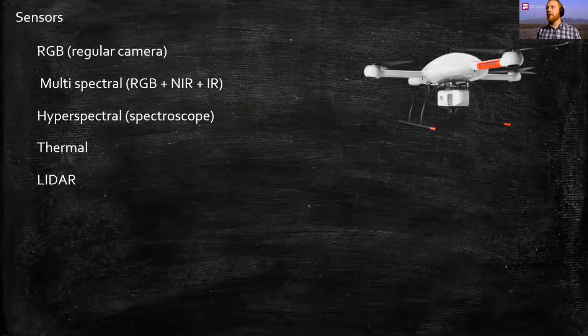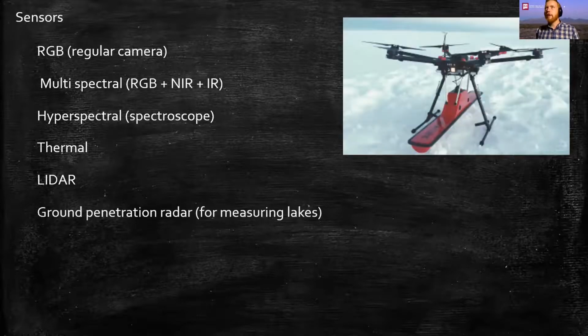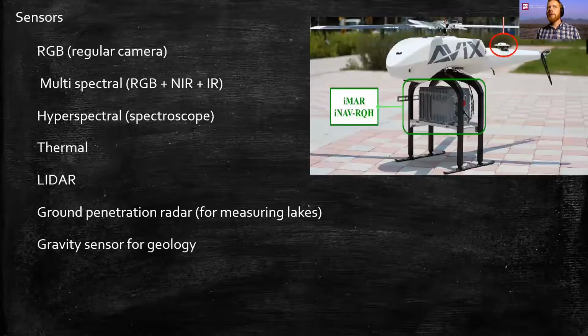Other weirder sensors include ground penetration radar, which can be used for measuring lakes, snow level, and the shape of bodies of water. And there are even weirder sensors, such as gravity sensors, that detect dense, heavy ore deposits from the air for mining.